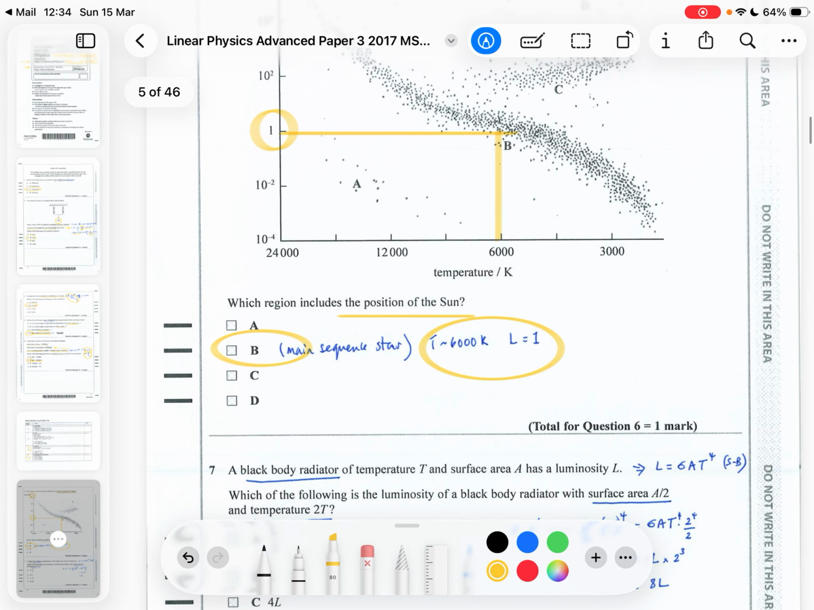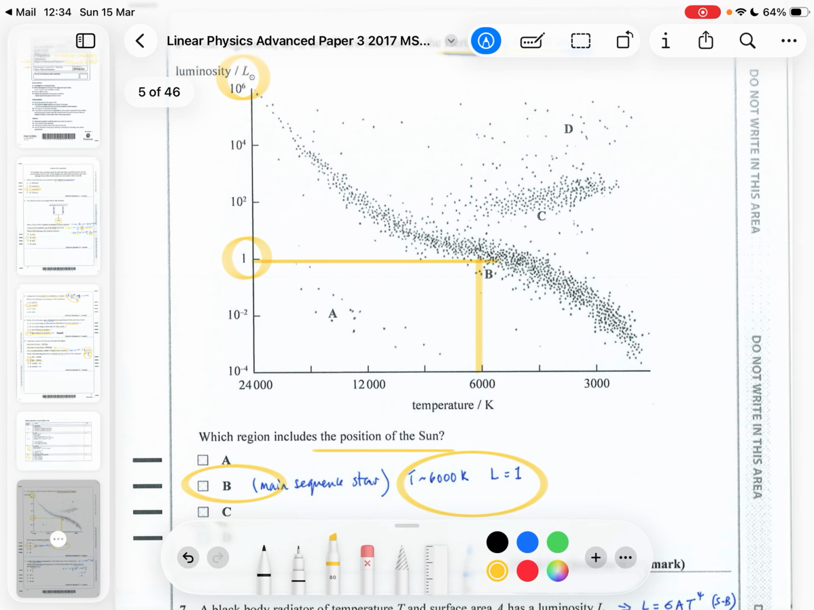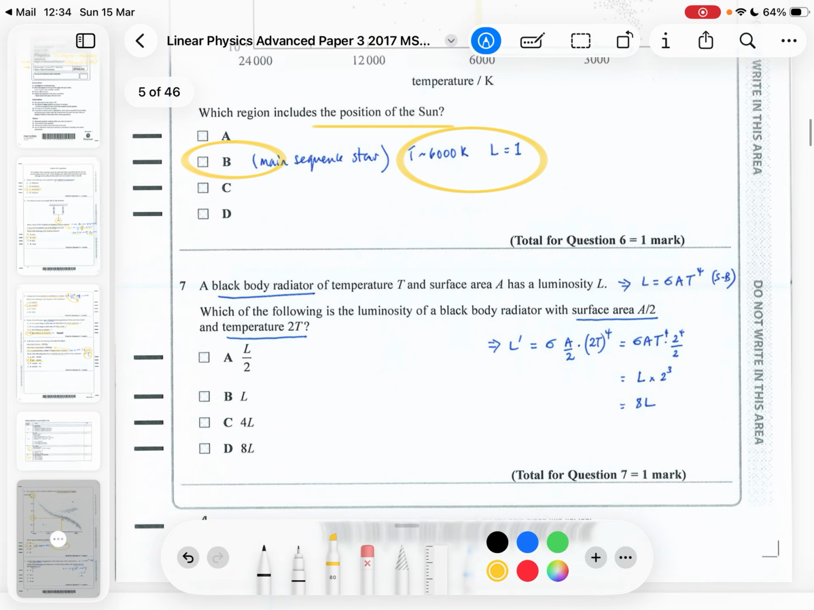Yeah. And of course, just to know the others, A is a white dwarf star, D and C are giant stars, red giants.